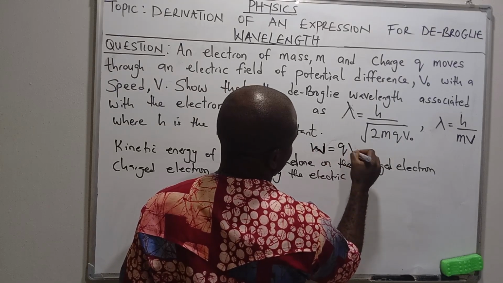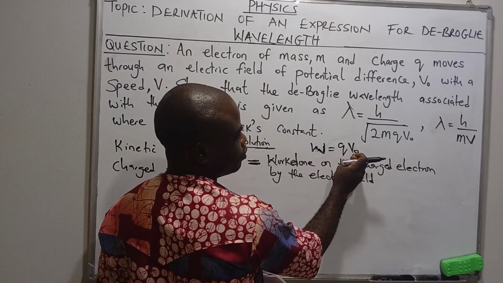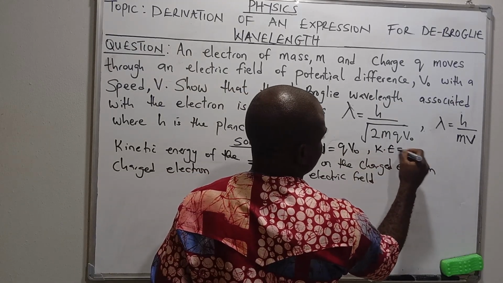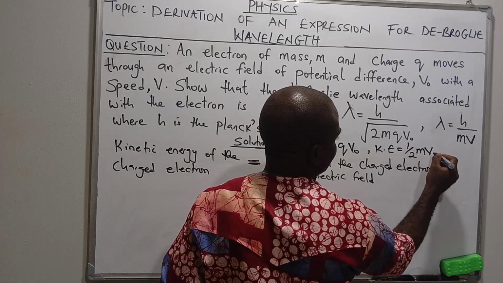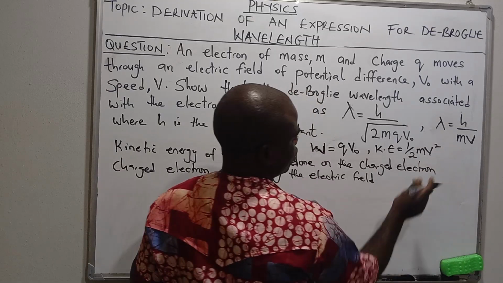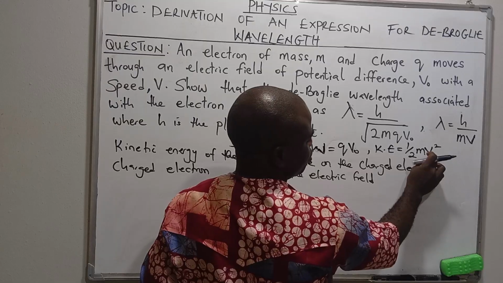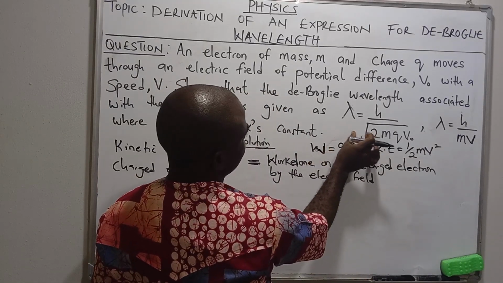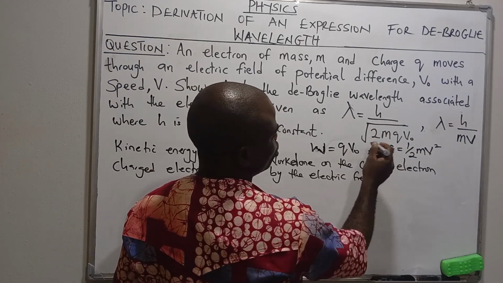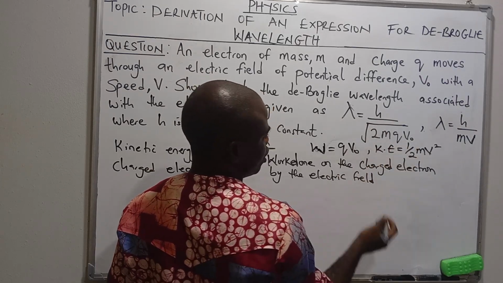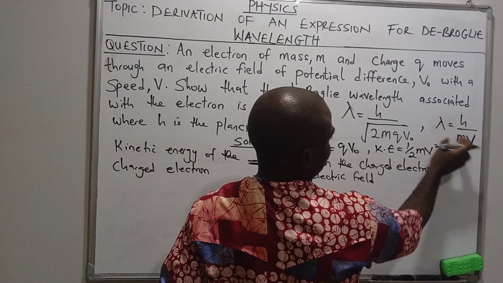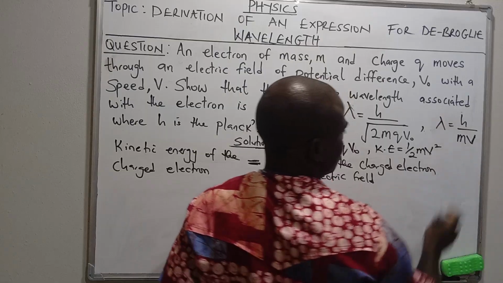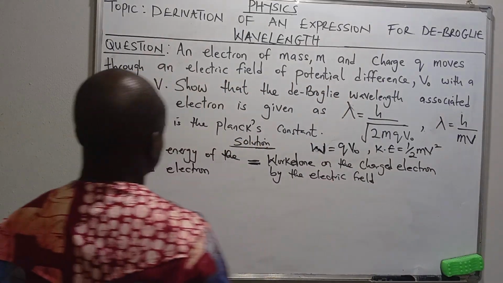Okay, know that our work done equals charge times V naught. This is the potential difference, this is the charge, and don't forget also kinetic energy is equal to half mv squared. This is the mass of the electron, and this is the speed of the electron. What we want to do is get this expression: wavelength equals h over square root of 2m qV naught. Before we get that, you must know the wavelength equals h over mv, which is h over mass times speed of the electron.